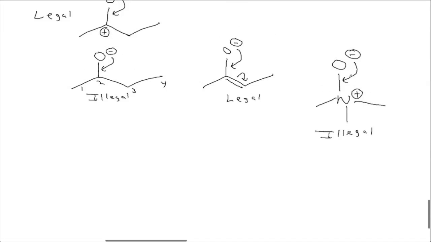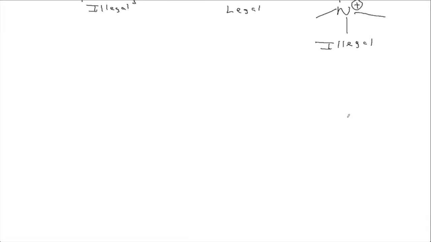This seems very reasonable. We got negatives moving towards positives, but even though it seems reasonable, it's illegal because it breaks the octet rule. Okay? Okay, so let's see if we can come up with reasonable resonance arrows here. Let's try that on your screen.